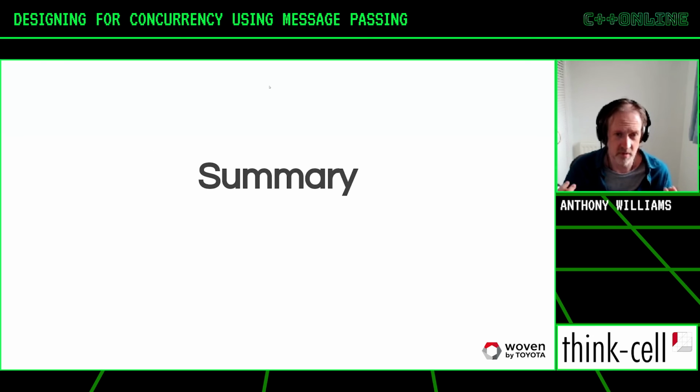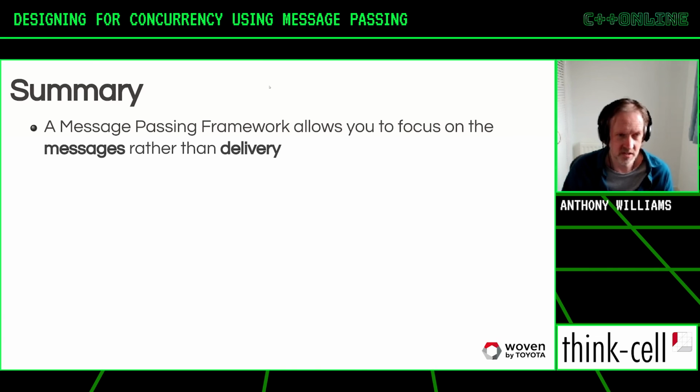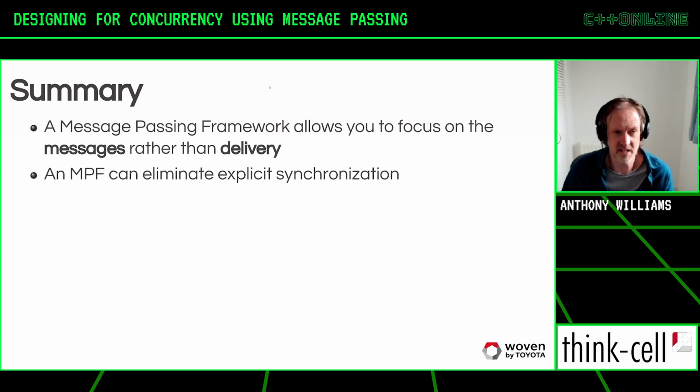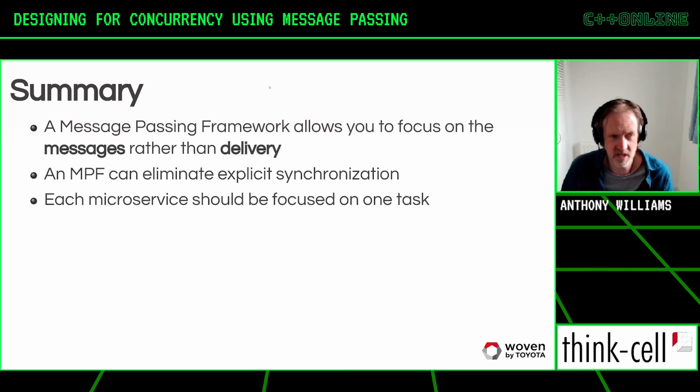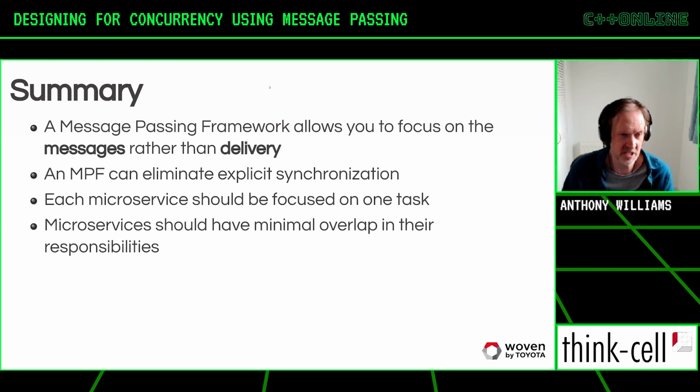So, to summarize what we've covered, a framework allows you to focus on the messages and their content, their targets, rather than the delivery. And it allows us to eliminate explicit synchronization, but we need to focus our microservices on just one task and make sure they have minimal overlap in the responsibilities with the other microservices to avoid excessive communication between them.